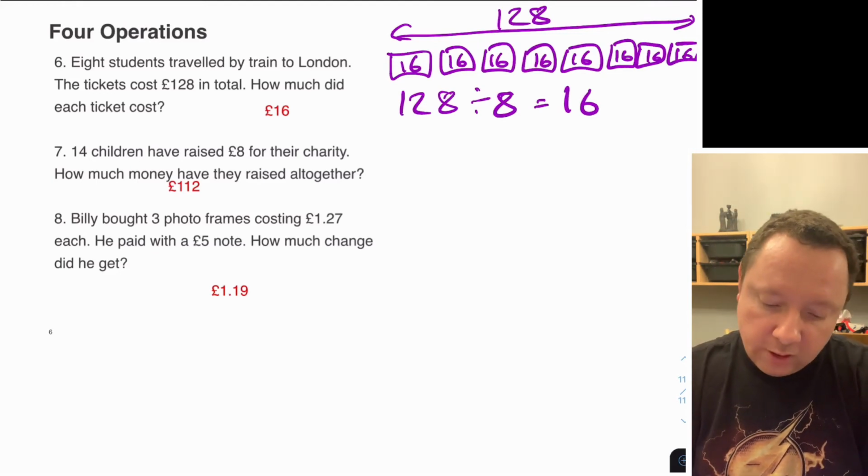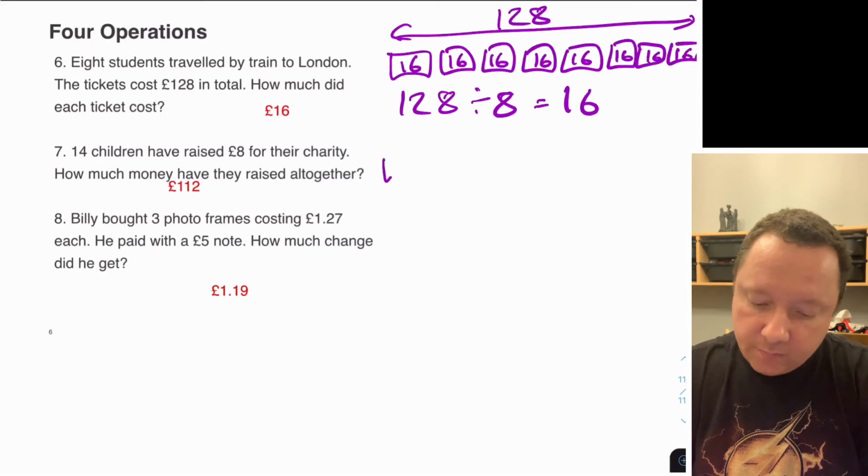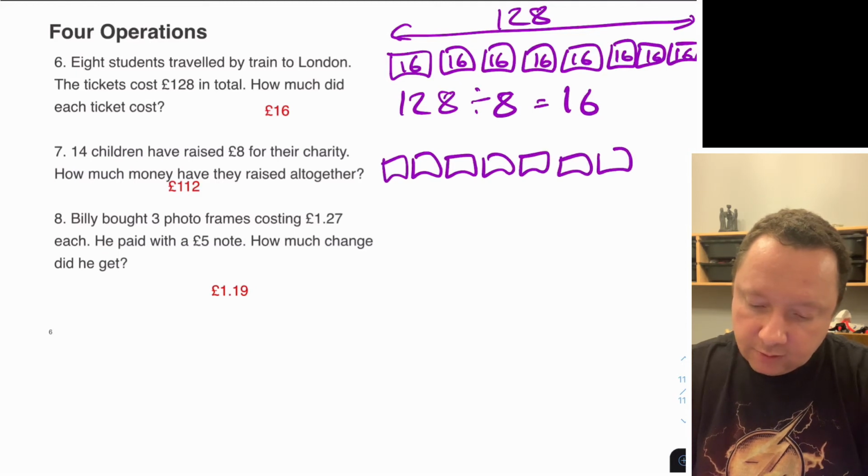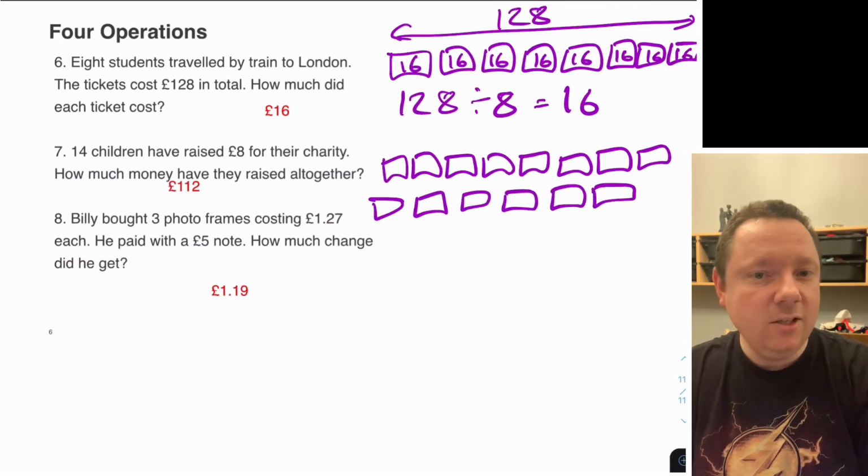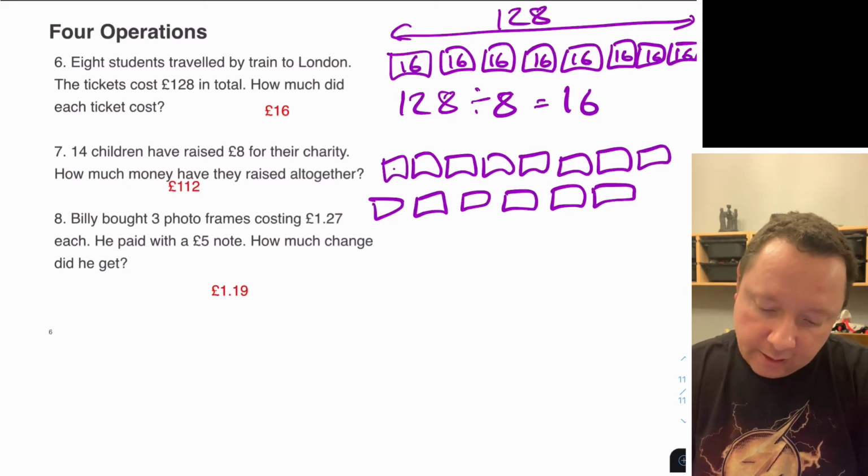So you've got 14 children, 14 boxes then. I'll draw them 1, 2, 3, 4, 5, 6, 7, 8, 9, 10, 11, 12, 13, 14. Notice I'm being very unneat here. You can do this very quickly. You don't have to be neat and tidy about it. 8 in each box. It says 8 each.